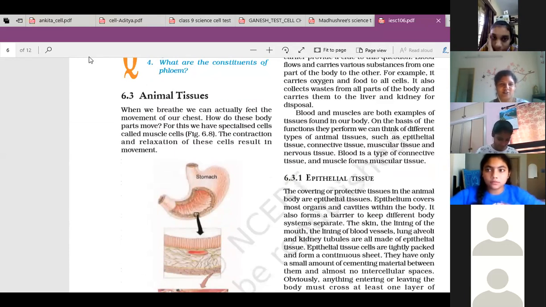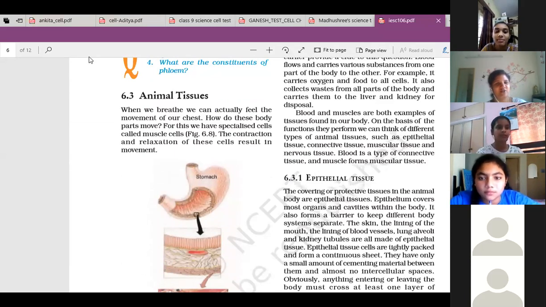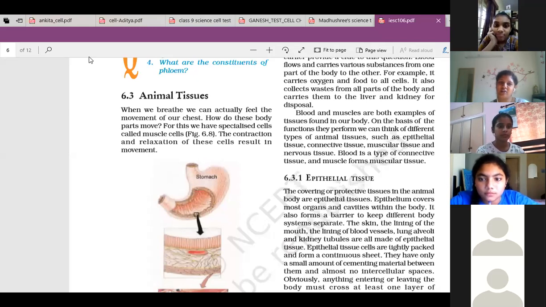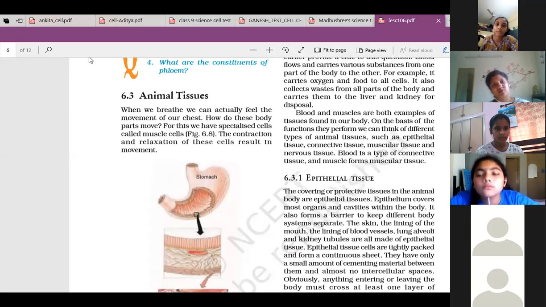Then now it is animal tissues. Animal tissues are somewhat complicated to understand, but yes, you have to learn them. Epithelial, connective tissues. In animal tissues, you have to learn mostly the epithelial tissue, that is the outer covering. Connective tissues, the connections. Different connections between different body parts are done with the help of connective tissues. Then muscle tissues and nerve cells, neurons or nerve tissues, you have to learn.